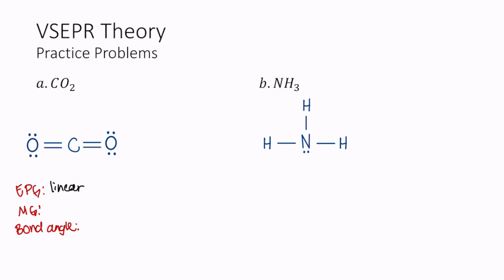My molecular geometry, I don't have any lone pairs. It is also going to be linear. And my bond angle is 180 degrees. All right, let's look at ammonia. How many sides of my atom are taken up? I have something on each side. So my electron pair geometry is going to be tetrahedral.